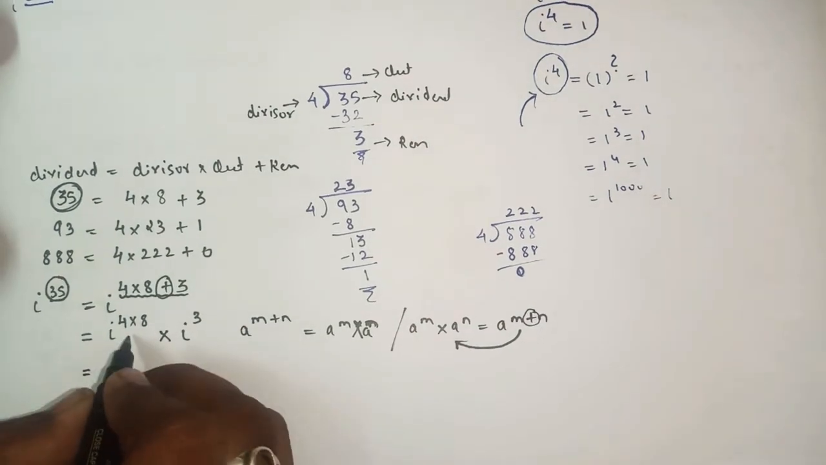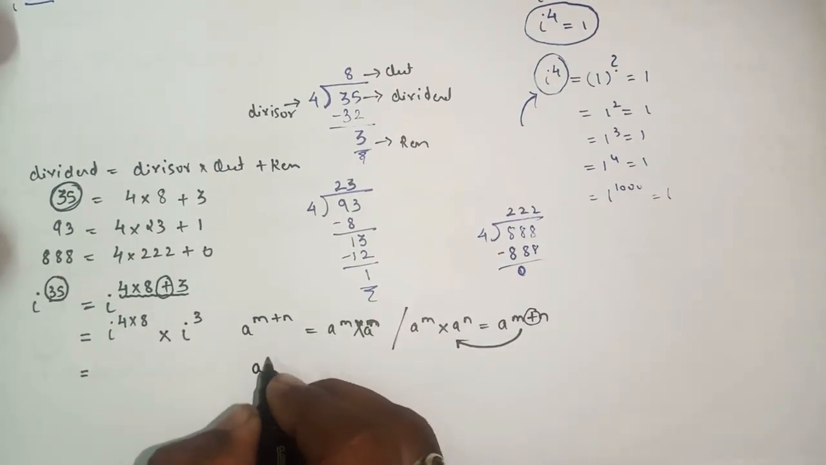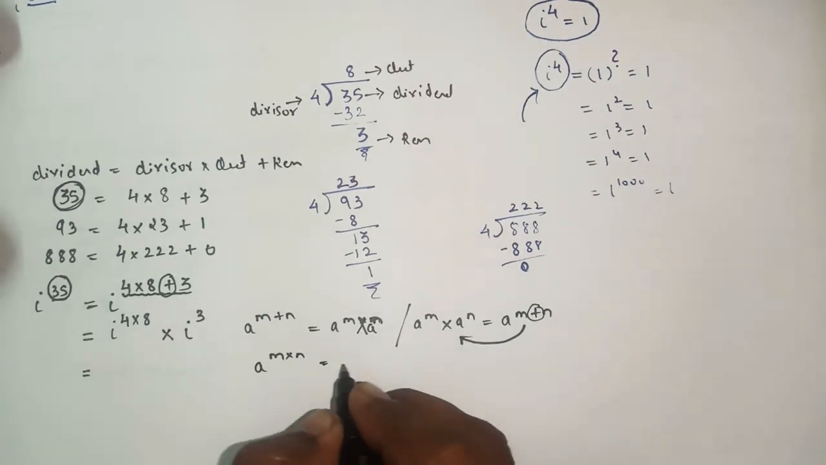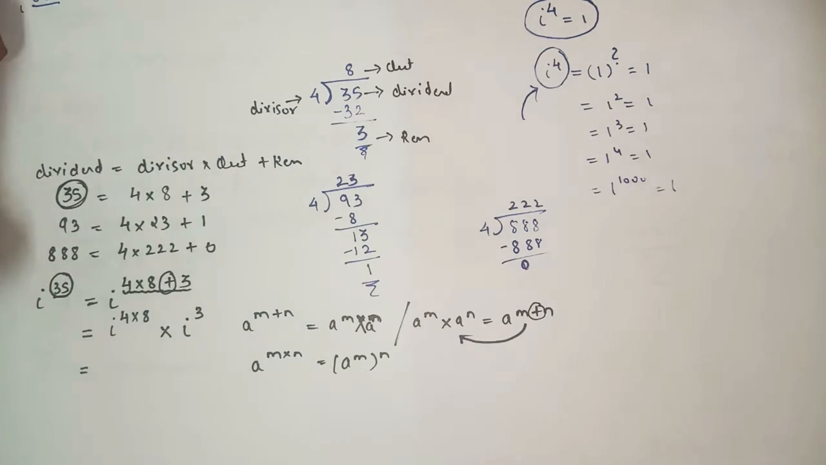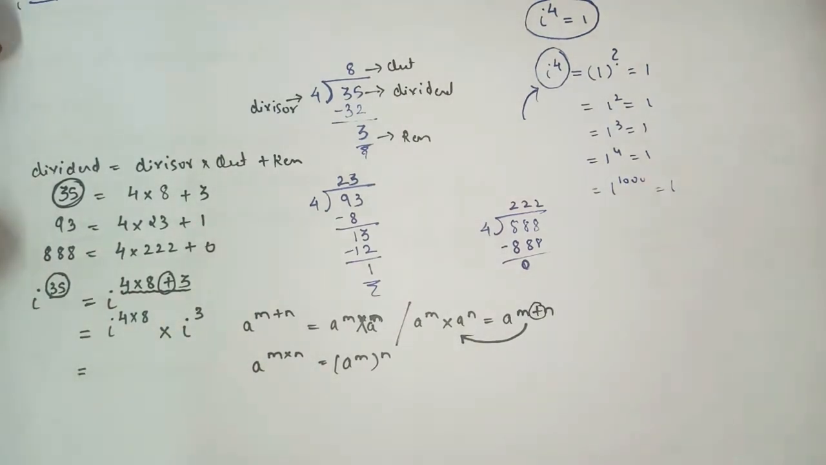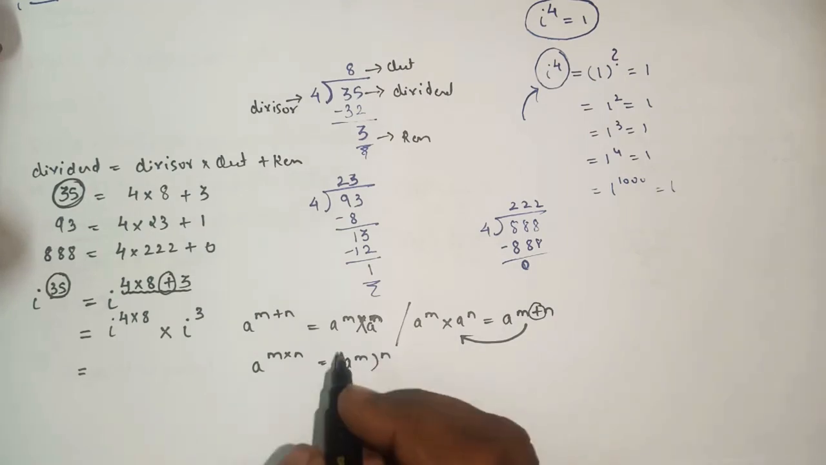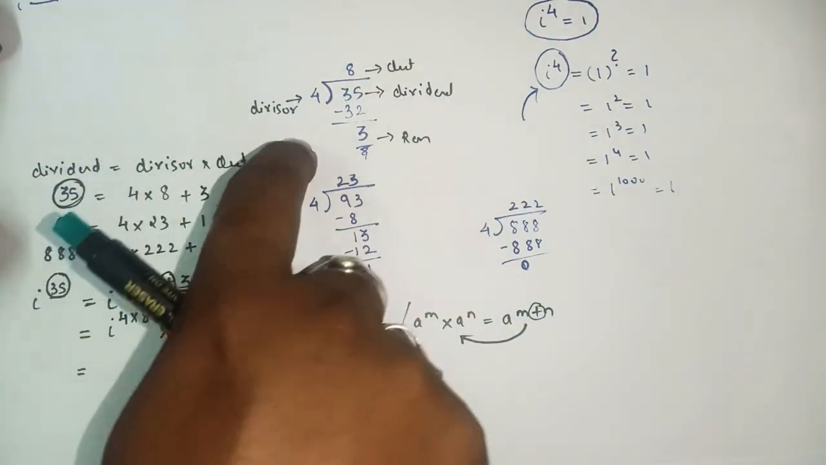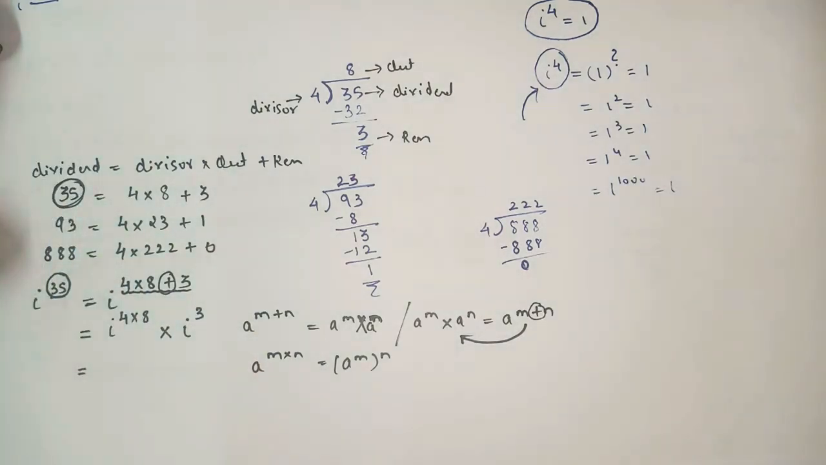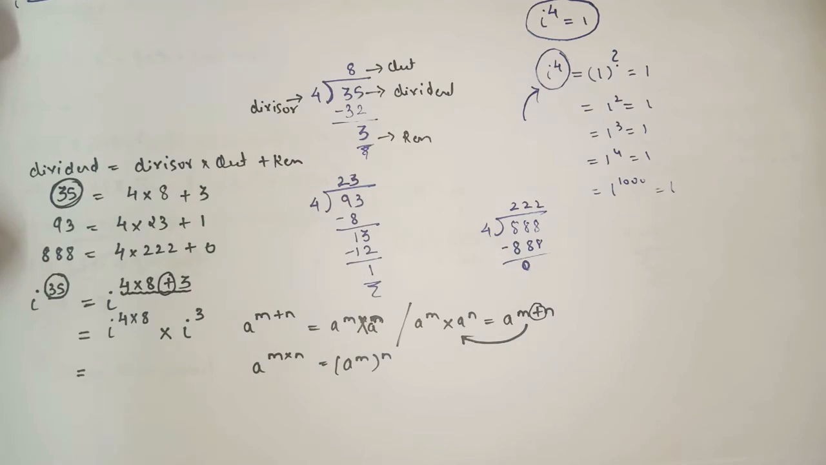After this, can I write a raised to m into n as a raised to m the whole raised to n? So this sum I'm solving just by using a basic concept, that is the indices formula, and by using one formula which was there in your lower standard, that is dividend equals divisor into quotient plus remainder.